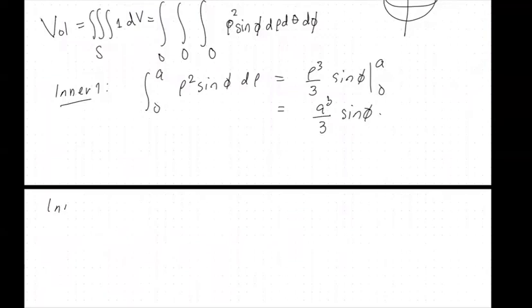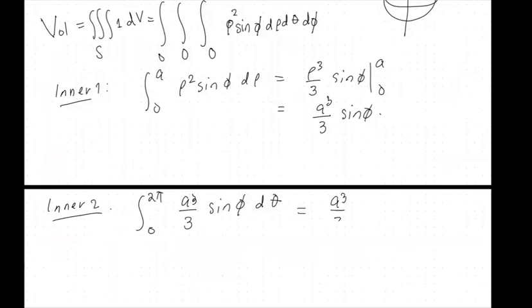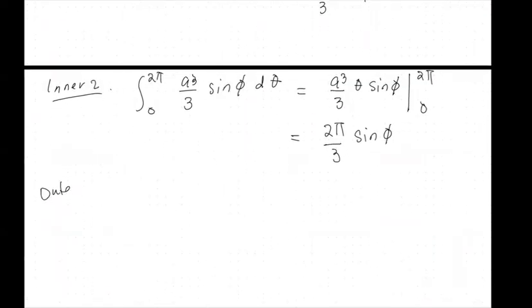Now for the second level, you have the integral from 0 to 2 pi of a raised to 3 over 3 sine of phi d theta. So we get a raised to 3 over 3 theta sine phi, from 0 to 2 pi. So we get here 2 pi a cubed over 3 and then sine of phi. And lastly, for the outer one, we get the integral from 0 to pi of 2 pi over 3 sine phi d phi.